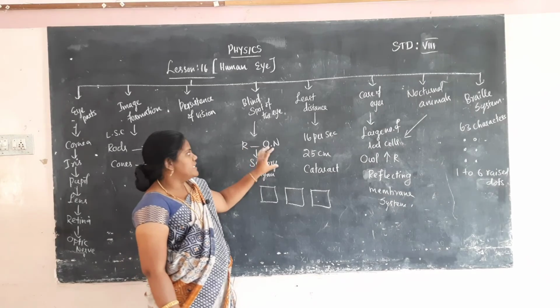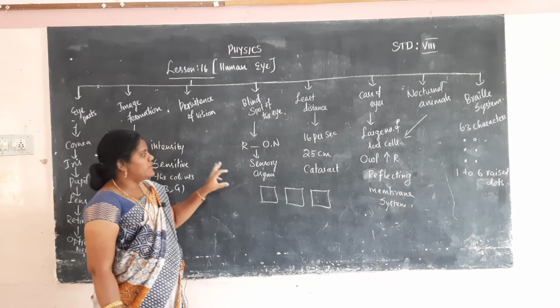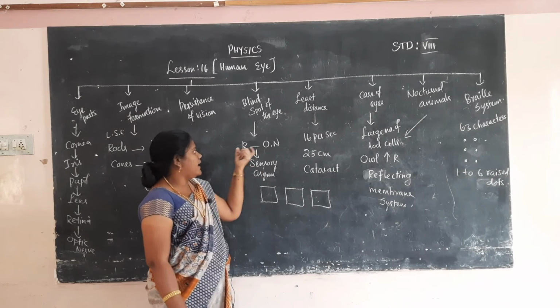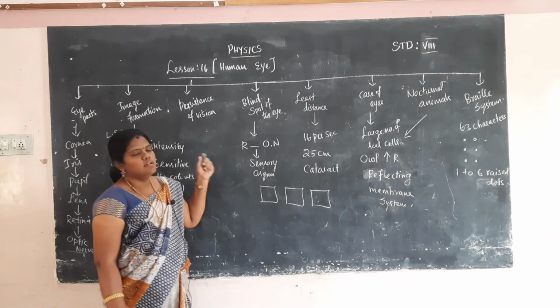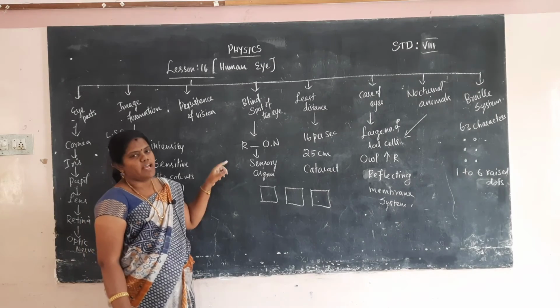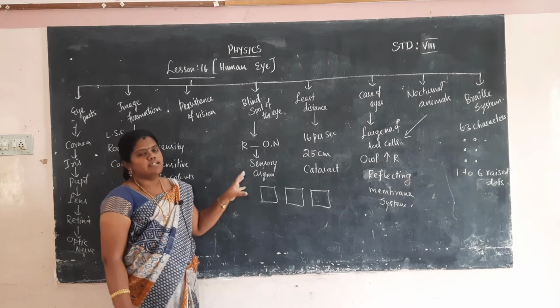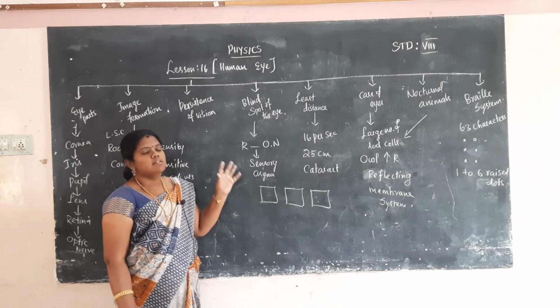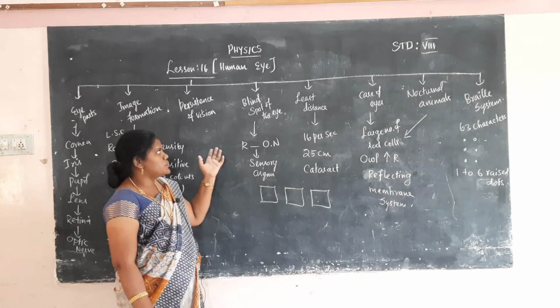What is called the blind spot of the eye? The blind spot of the eye is at the junction of the retina and the optic nerve. One spot is there that does not have any sensory cells, so it does not give any images. That spot is considered the blind spot of the eye.